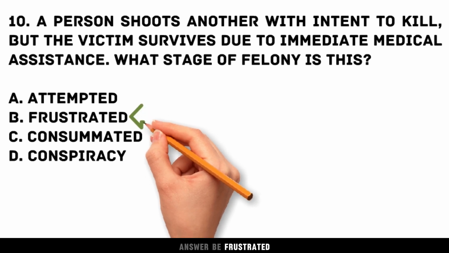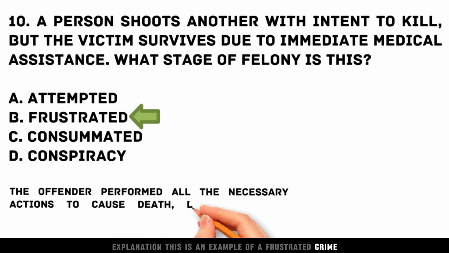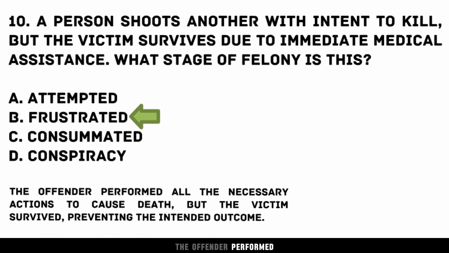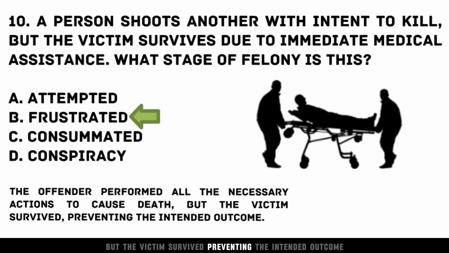Answer: B. Frustrated. Explanation: this is an example of a frustrated crime. The offender performed all the necessary actions to cause death, but the victim survived, preventing the intended outcome.